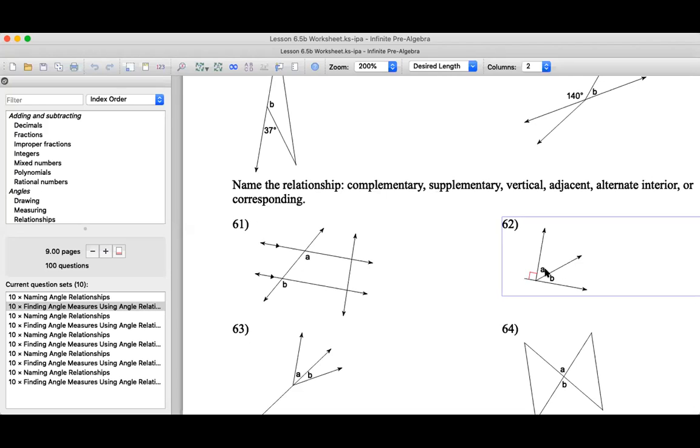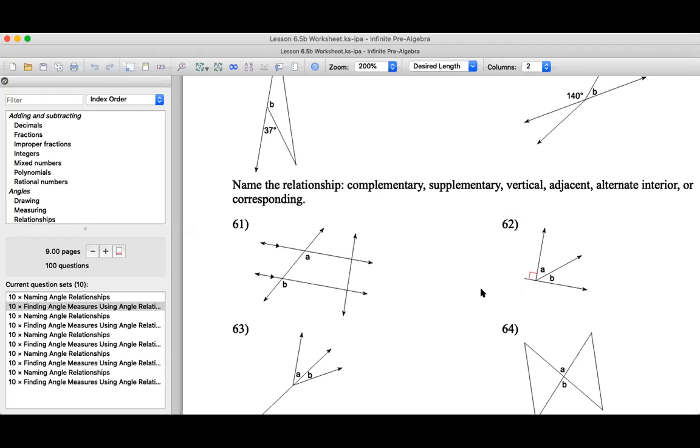Congruent? A and B are not congruent. Supplementary means 180 degrees. A and B are complementary, and they're also adjacent, they're next to each other.